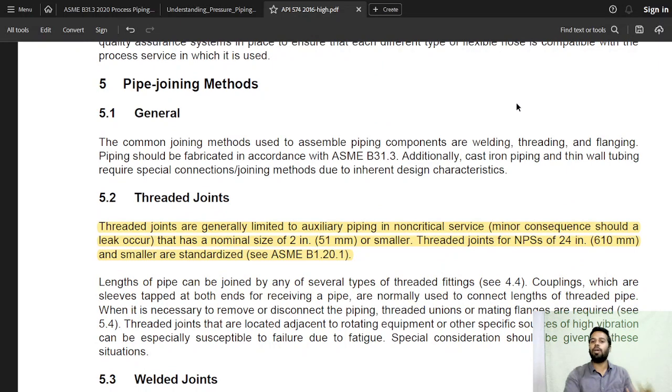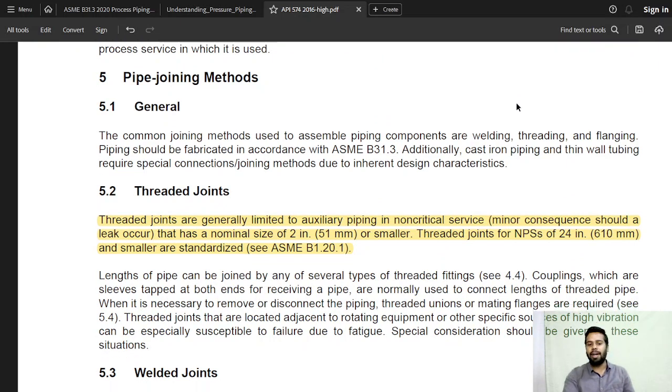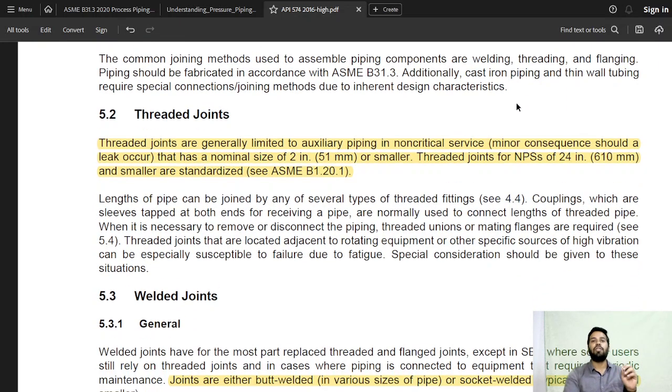Pipe joining methods, we already know how pipes are joined. Either you can thread it or you can weld it. Okay, threading is generally not done on big diameter piping. The threading is generally considered on pipes which are less than 2 inches in diameter. So the threaded joints are generally limited to auxiliary piping in non-critical services that has a nominal size of 2 inches or smaller. Threaded joints for NPS of 24 inches and smaller are standardized in B1.20.1.